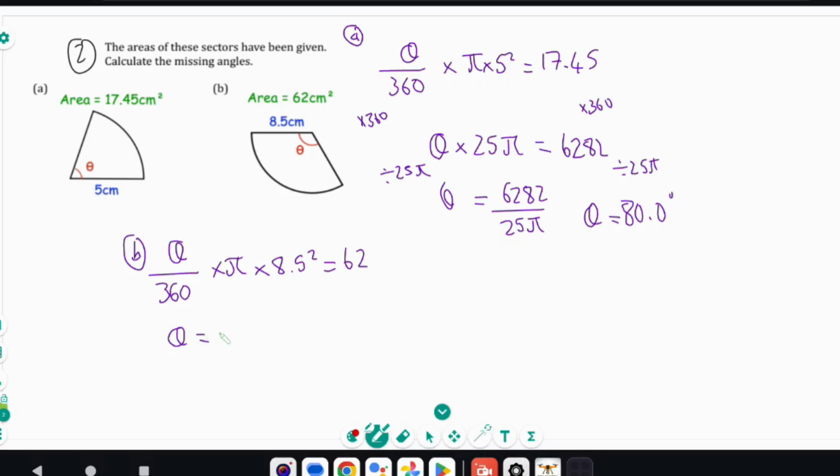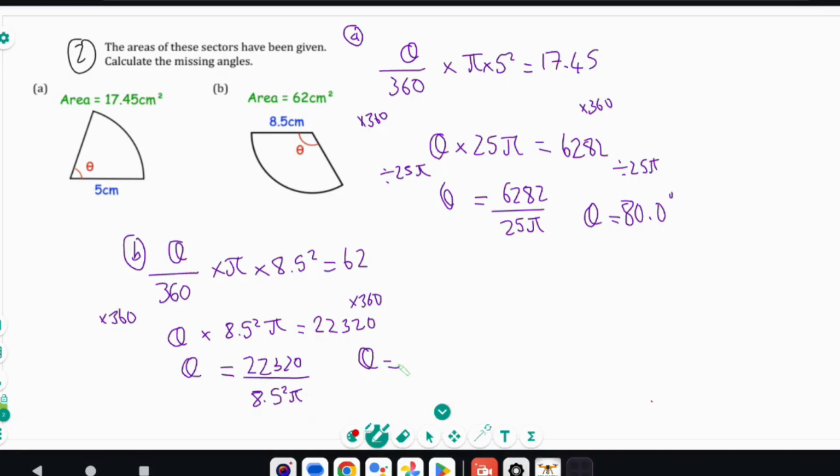Times both sides by 360. $22,320. Divide both sides by 8.5 squared pi. Gives us theta is 98.3 degrees.